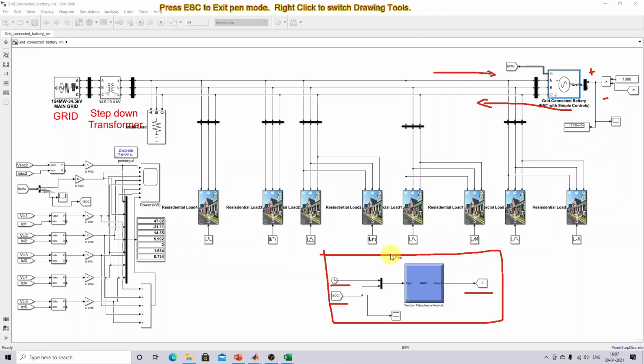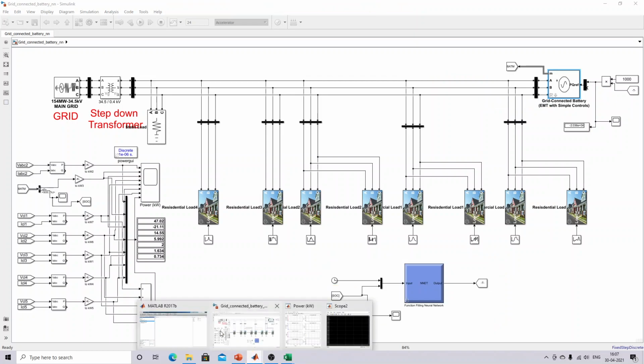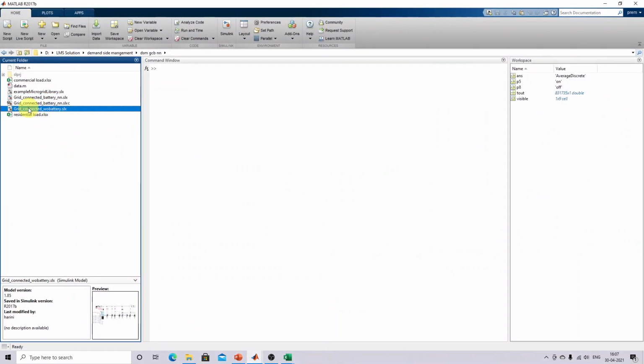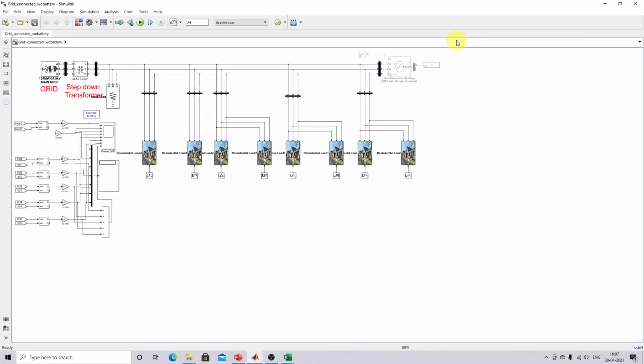Okay, so before that we have to see it without the neural network. What is the profile of the load as well as the sharing of power from the grid and battery? Okay, we will check that in simulation. So for that I'm going to open that model. Yeah, so this is a grid system with some load, right? So you can see the output of the system.